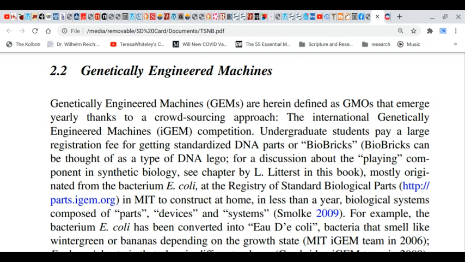For discussion about the playing component in synthetic biology, see chapter by L. Litterist in this book. Most originated from the bacterium E. coli at the Registry of Standard Biological Parts in MIT to construct at home in less than a year biological systems composed of parts, devices, and systems.